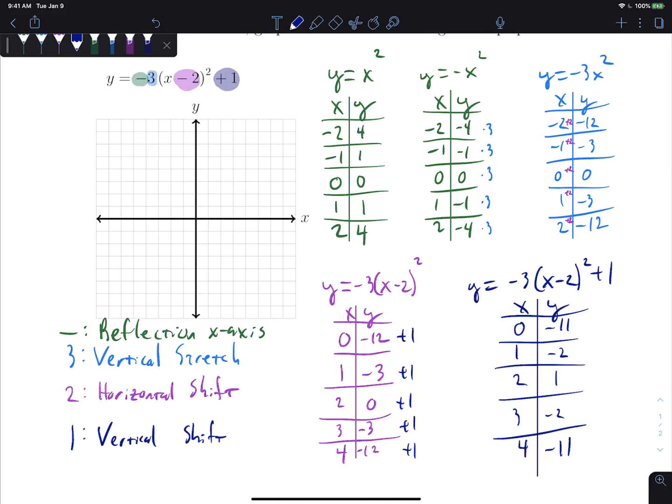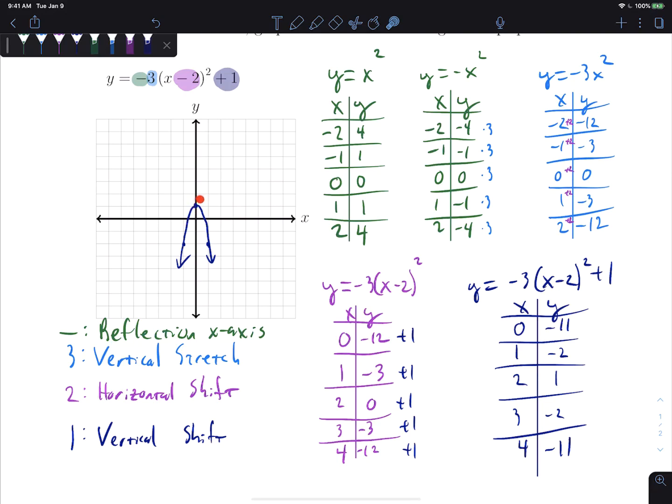Notice that I can't graph 2 of these points on this particular grid, so let's just plot the middle 3. 1, negative 2, 2, 1, and 3, negative 2. And then just kind of connect these with a curve.